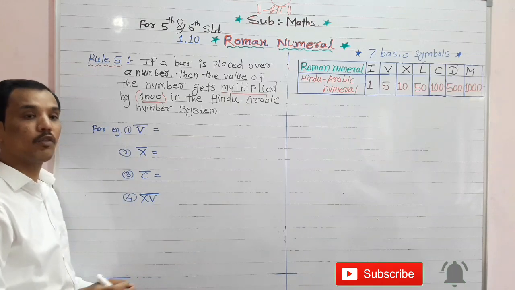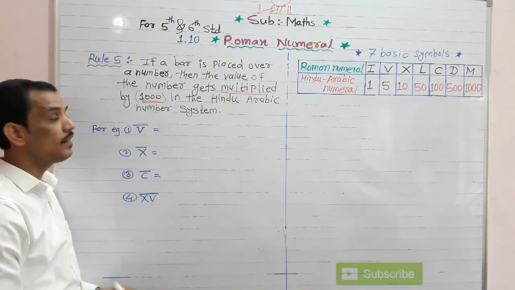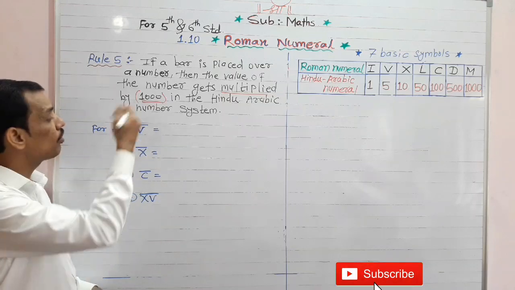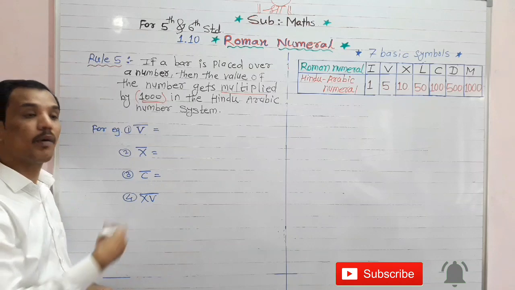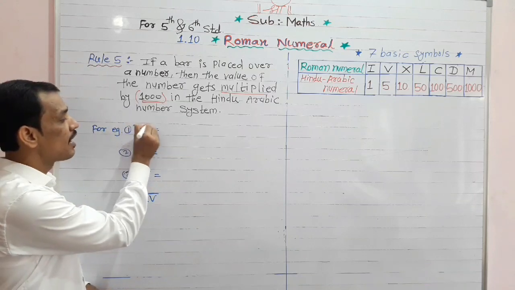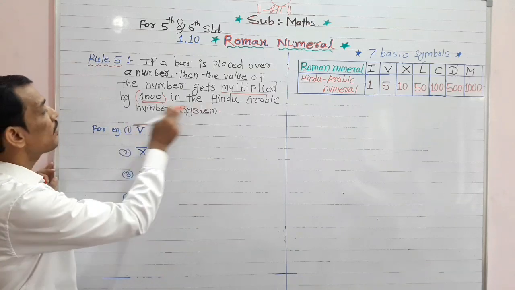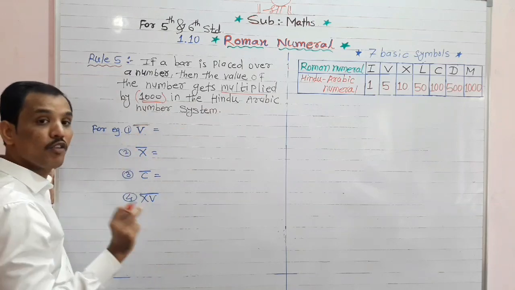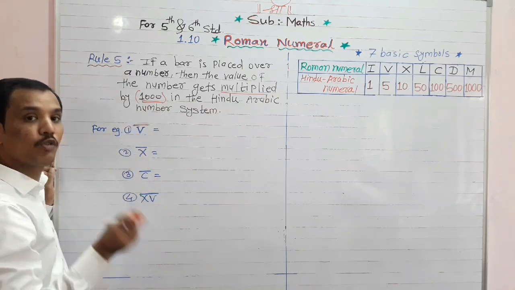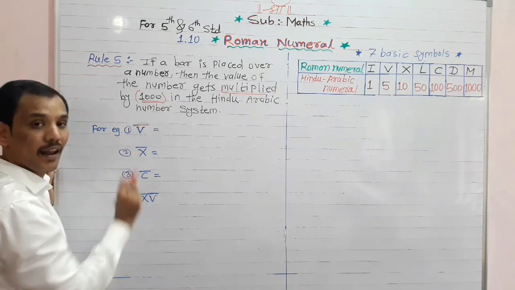Okay students, if in a particular Roman numeral you can see the bar above the Roman numeral, on the head, that is placed over a number. If you see such a bar above the number, it means you multiply that number by 1000. So the meaning is, if there is a bar over a Roman numeral, you have to multiply that Roman numeral with 1000.